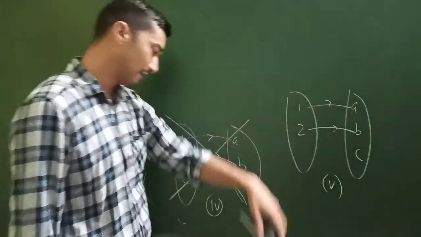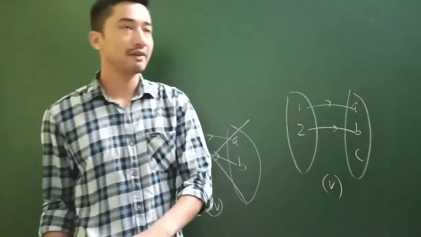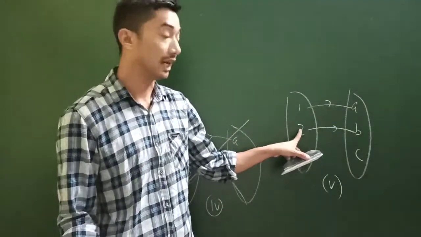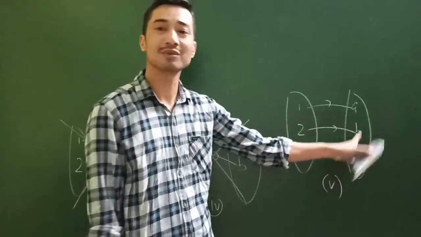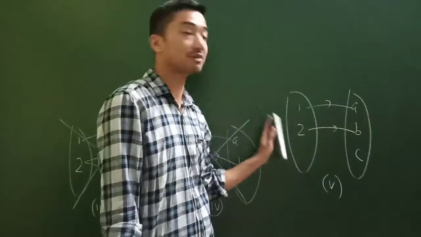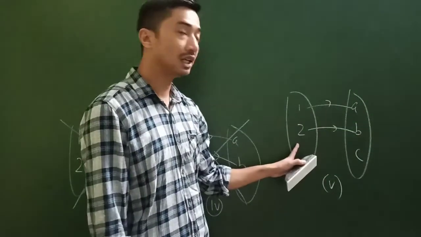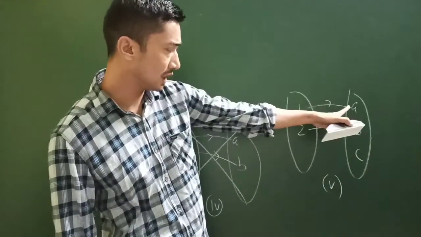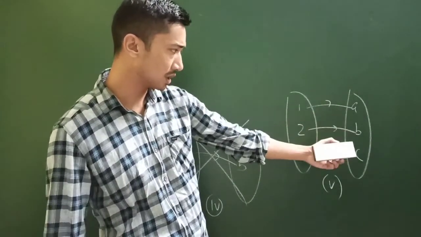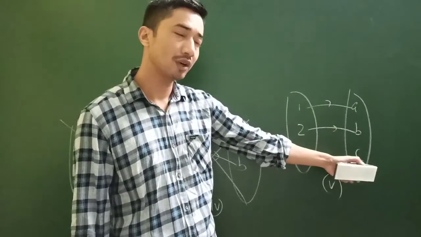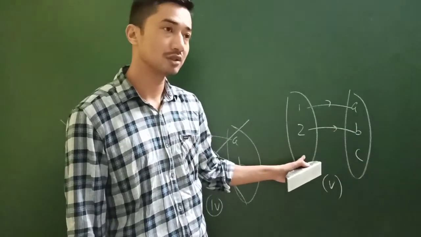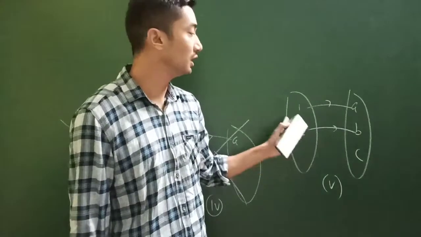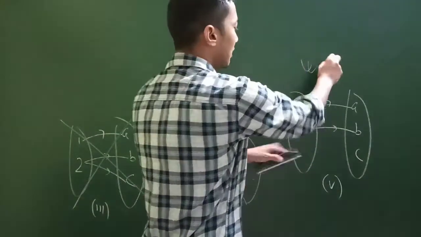What about this one? First criteria, every element has an image. Yes, 1 and 2, they have an image. Again, I repeat, we are not concerned with what happens with the second set because the function is from A to B. So every element has an image. Does it have a unique image? I think so. 1 has only A, 2 has only B. But C doesn't have a pre-image. Did we talk about pre-image? No. Let it be. So this is also a function.